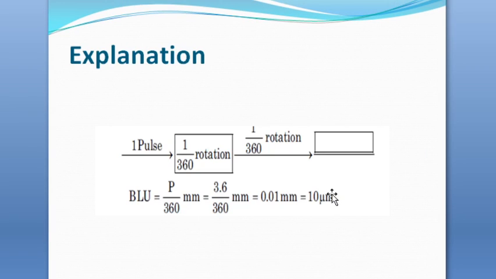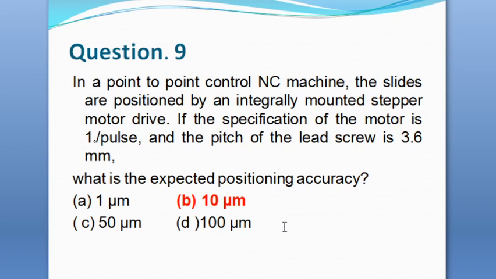So, the formula here. It's 1 pulse for 1 degree. It's a 1 by 360 rotation. 1 pulse rotates 1 degree. Therefore, 1 by 360 rotation is given to the machine table. Therefore, basic length unit BLU equals P by 360 mm. 3.6 is the pitch of the lead screw given here. 3.6 divided by 360. Therefore, 0.01 millimeter is nothing but 10 microns. The answer is 10 microns.